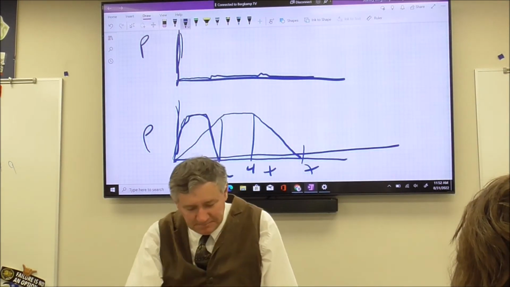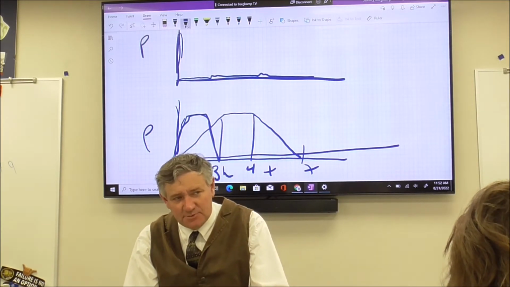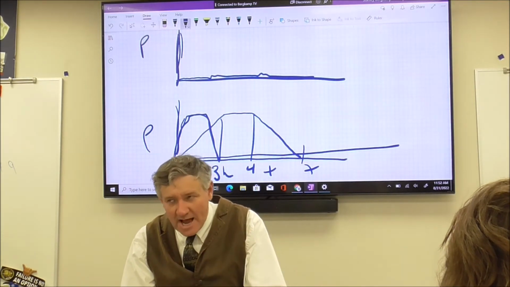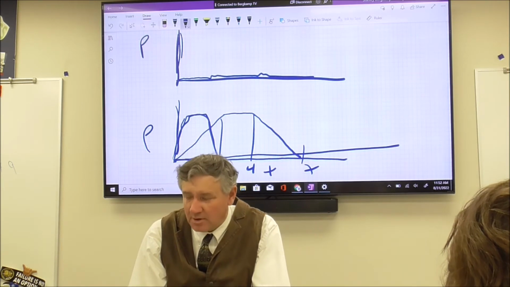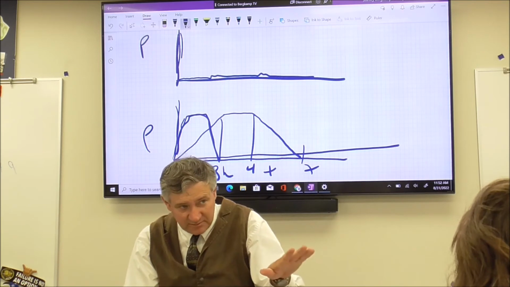So here's my point, is that when you look at position time graphs, you have to keep track of which axis you're talking about. Are you talking about vertical versus time, or are you talking about horizontal versus time?